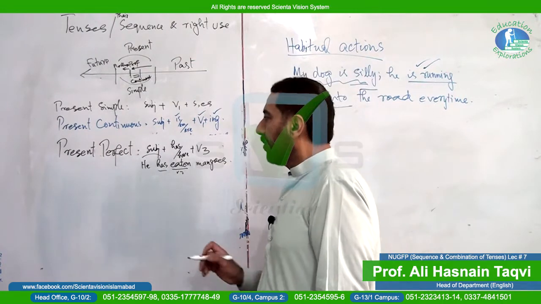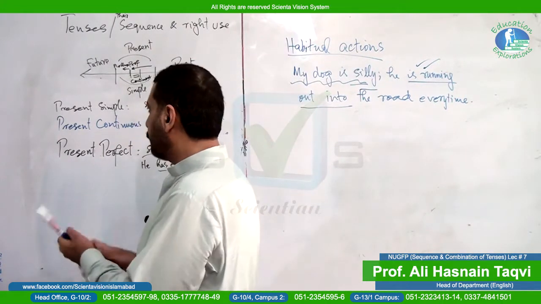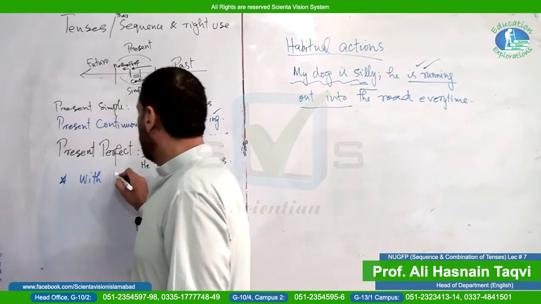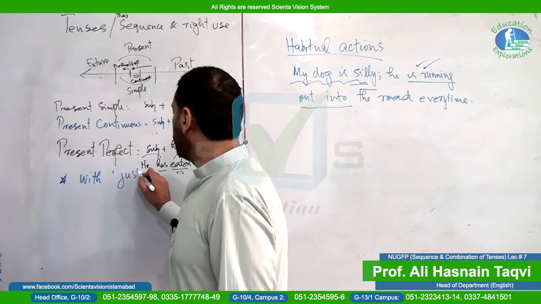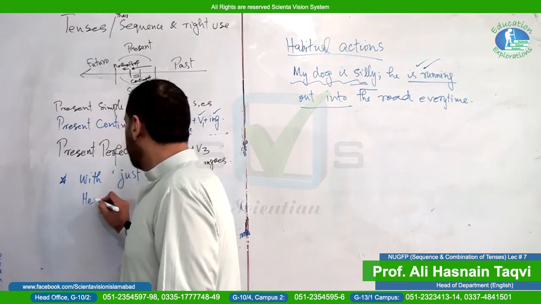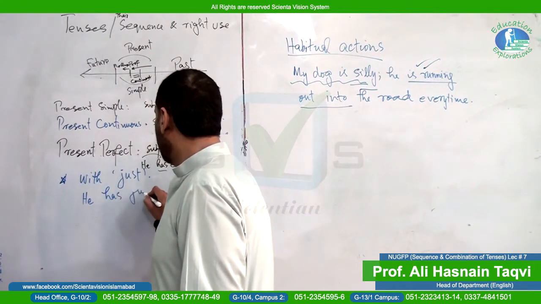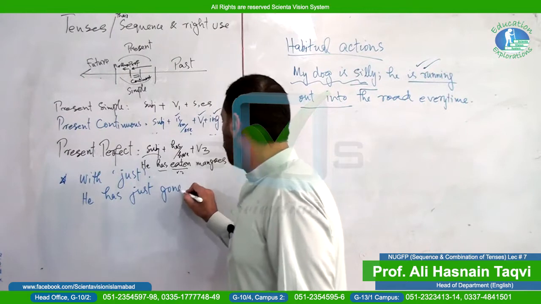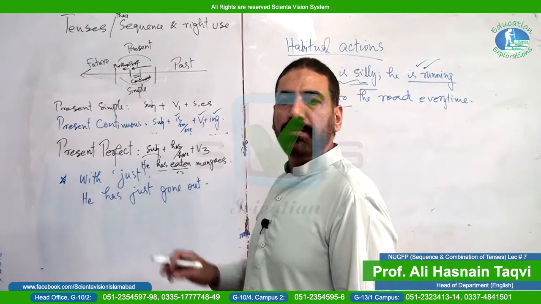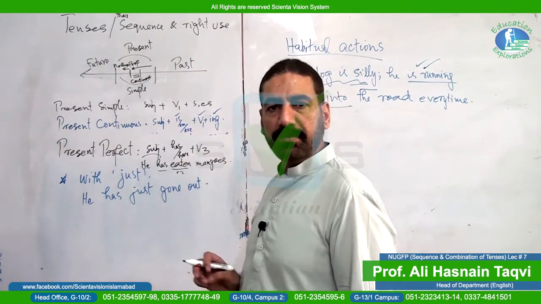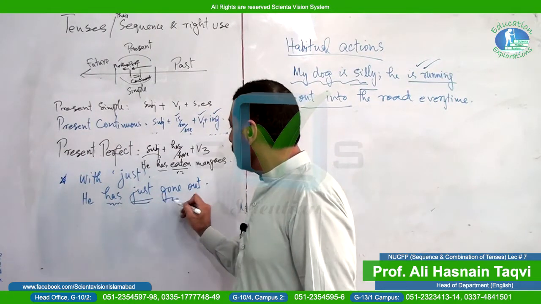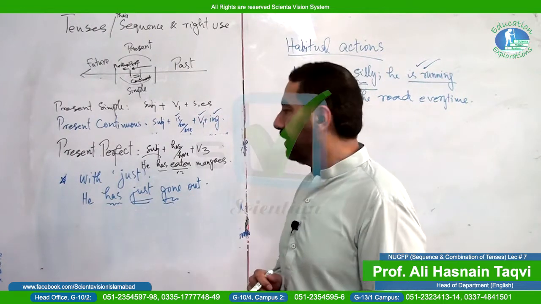Now its application. This present perfect tense should be used with expressions that have just in them. Like I say, he has just gone out. You cannot say he is just going out. You should not say he goes out just. This clue, just, gives you the understanding that present perfect tense should be used here.